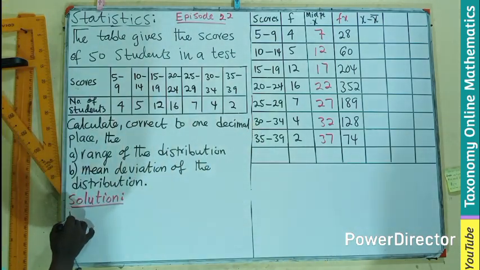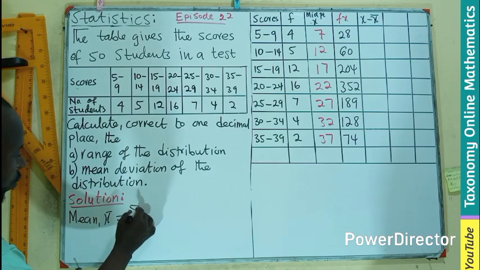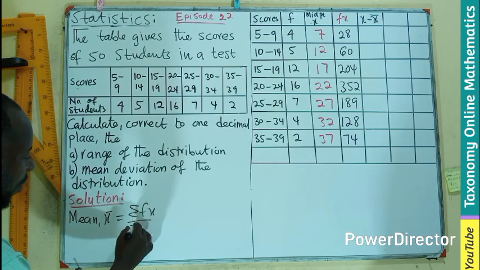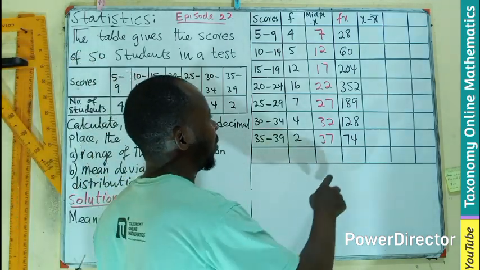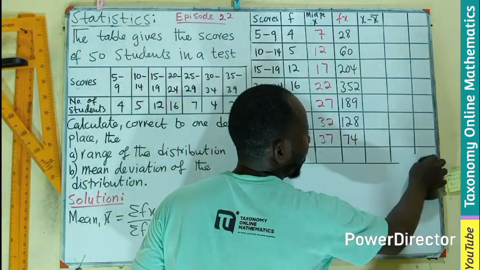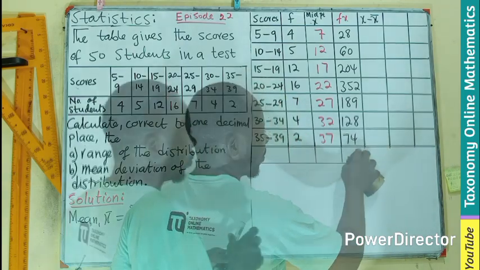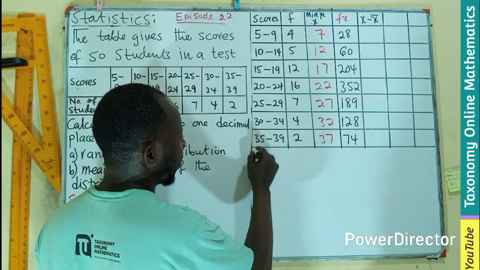We know that mean equals sigma fx over sigma f. So we need the total of this. The space is not big, so let me clean the space from here and write it under. So here I'm going to have, let's begin from here.